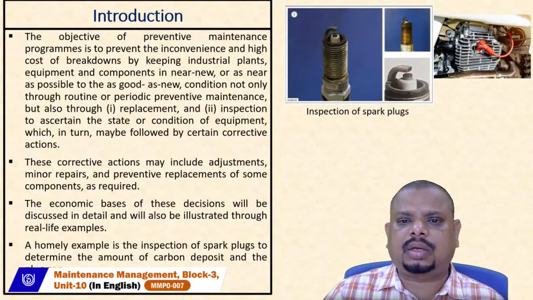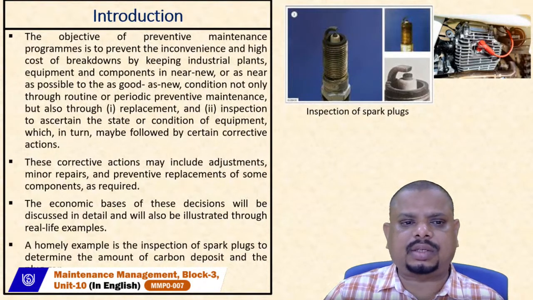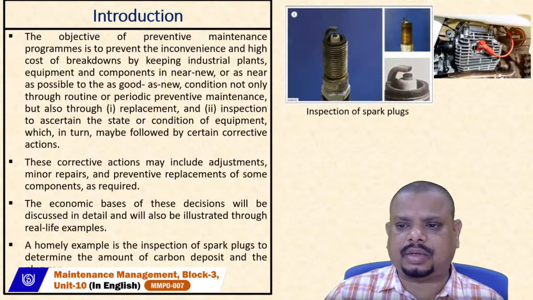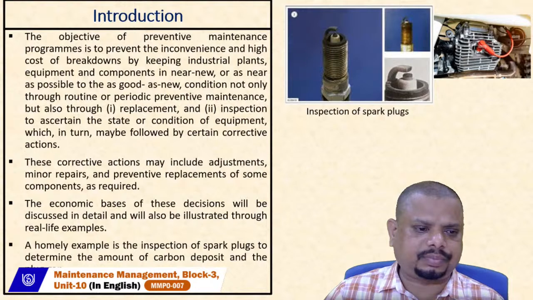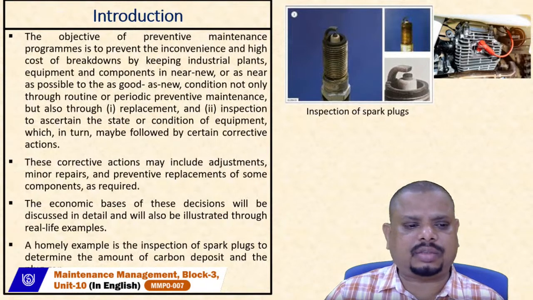So if required, we must go for replacement, and if not required, then you have to apply preventive maintenance so that you can clean the carbon deposit from the top layer of the thread. Similarly, it increases the potential functionality of the engines during the ignition stage. So that is why the corrective actions may include adjustments, minor repair, and replacement of some components as required.